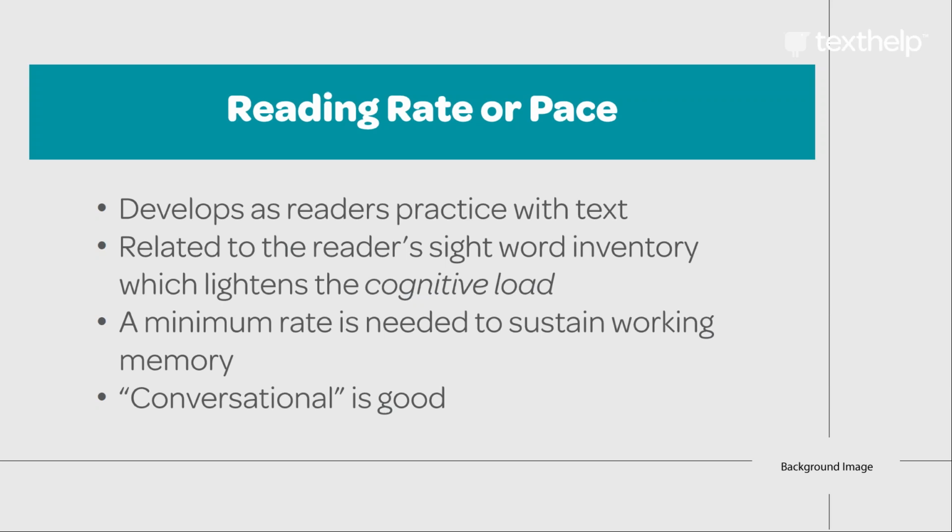We might say that a conversational rate is good, knowing that there's variance across readers in the pace at which they read. Some readers read quite quickly but still have good comprehension. Other readers might read more slowly, just like we have variance in conversation. I'm sure you've all heard people who talk very quickly, others who talk much more slowly. But either way, there's a minimum rate that we need to read at to sustain the text that goes into working memory.